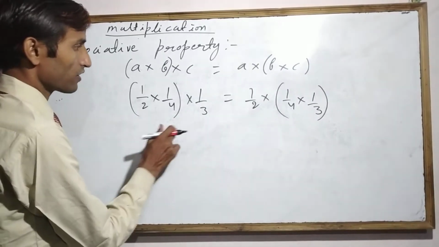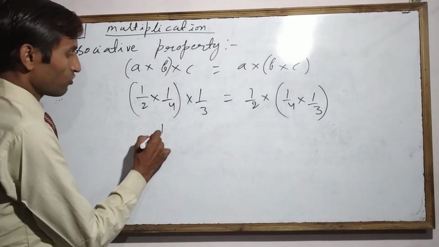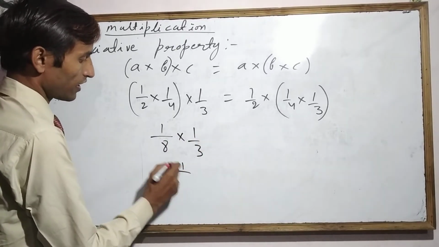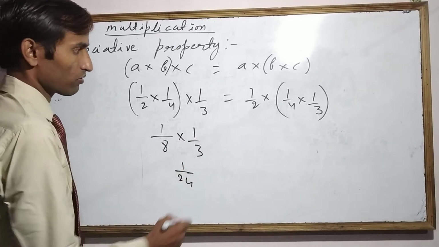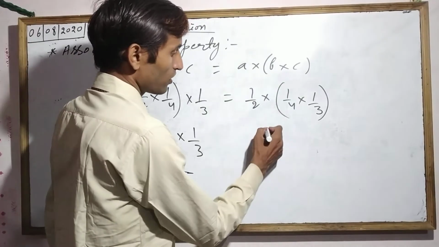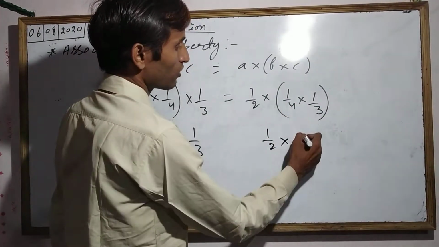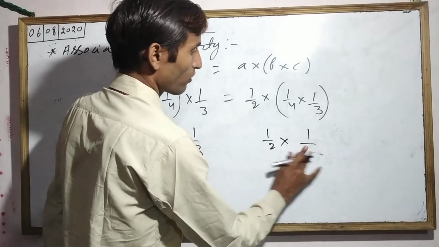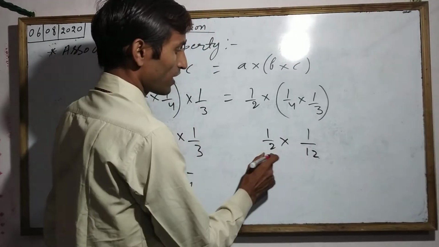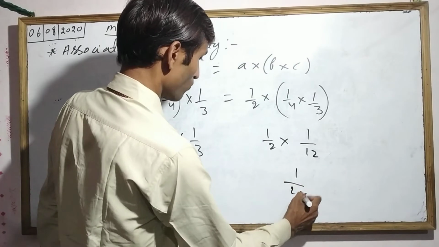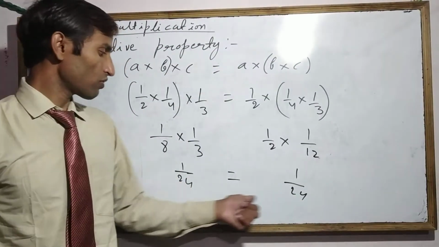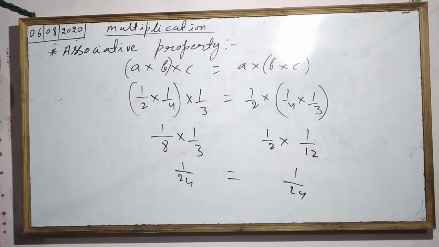Just simplify LHS and RHS separately. You will get 1 upon 8, then multiply by 1 upon 3, and 8 times 3 is 24, so 1 upon 24. Next one: here you see 1 upon 2 into 4 times 3 is 12. Now we multiply 2 into 12, and you will get 24, so 1 upon 24. Both LHS and RHS are equal. So we can say it follows the associative property.